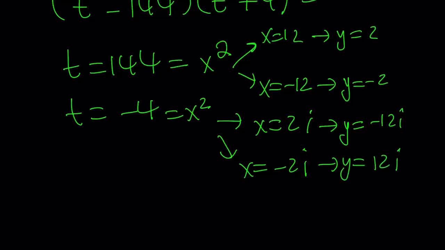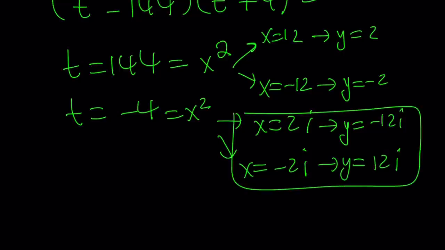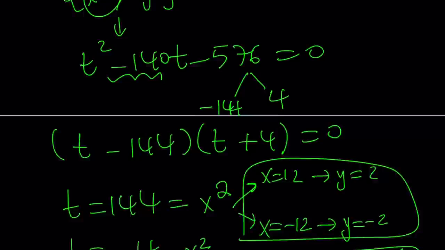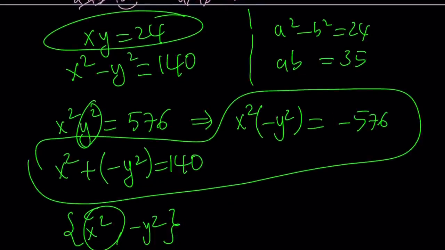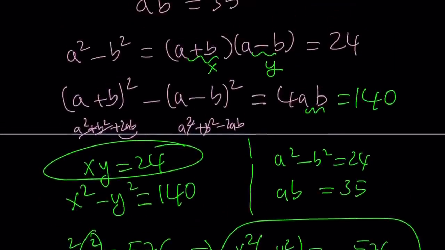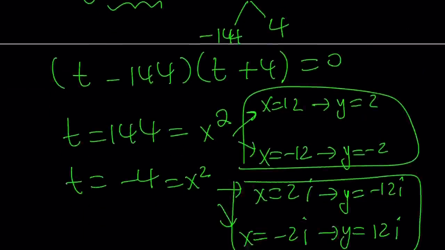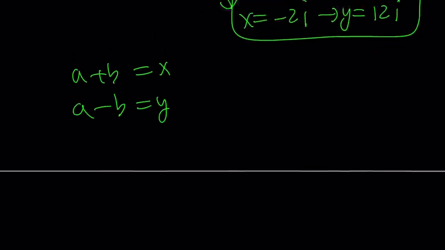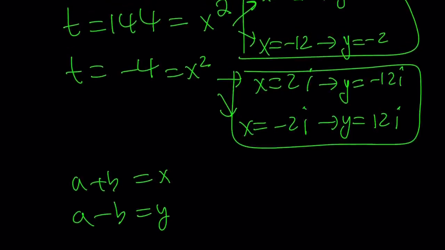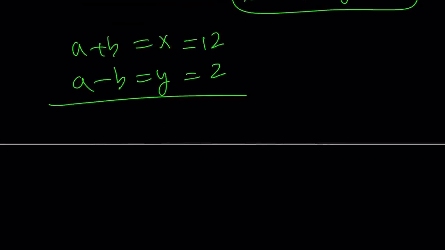So those are going to be the solutions, but we're not looking for x and y. Remember that. We're looking for a and b. How are they related, right? Okay, so here's the association between a, b, and x. We said that a plus b is x and a minus b is y. So we do know the x and y values. So for example, if x is 12 and y is 2, then we get the following system. We can just add these up, and a equals 7 and b equals 5.